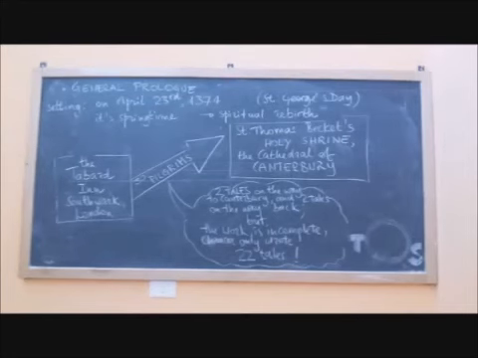So let's have a look at the general prologue, which is an introduction to the Canterbury Tales. The general prologue is written in verse. The setting of the story is on a spring day. It's April the 23rd of one special year, 1374. It's St. George's Day, and it's springtime. This has a deep symbolical meaning, because spring refers to a sort of natural, physical and spiritual rebirth.